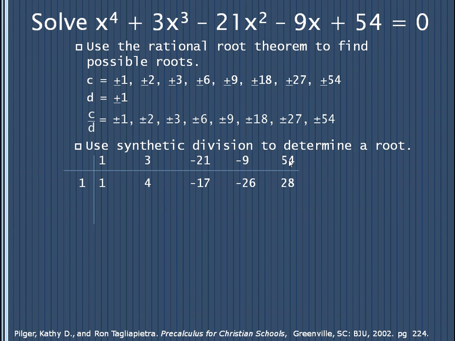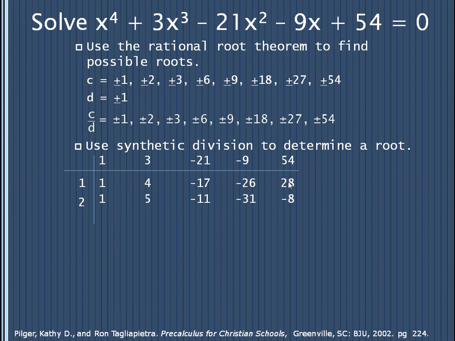Let's go ahead and shoot for 2. If you do your synthetic division here, you would end up with these numbers, and we end up with a negative 8. Just as a reminder, we had a positive 28 here, a negative 8 here. Anyone remember what that means? We went from positive to negative, so somewhere between 1 and 2, it has to cross over 0, which means we will have a root between 1 and 2.